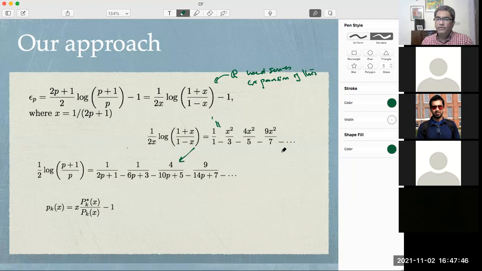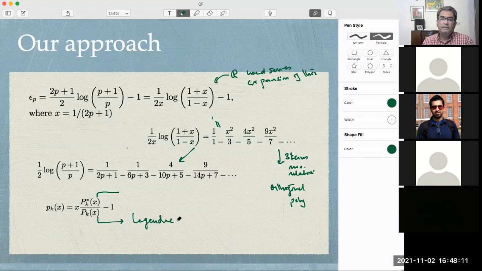And there is a theory of continued fractions. Continued fractions satisfy a 3-term recurrence relation. And they are very closely related to orthogonal polynomials. In fact, this one is related to the simplest of orthogonal polynomials. These are called Legendre polynomials. And these are the associated Legendre.